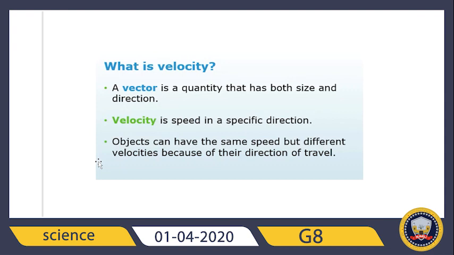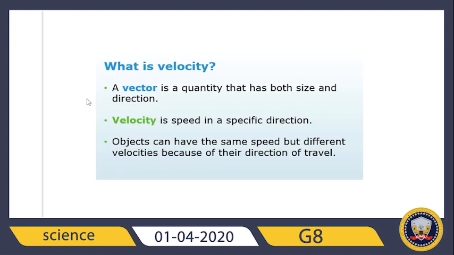So guys, from here we need to describe a term called vector. What do we mean by a vector? A vector, guys, is a quantity that has both size and direction. So again, a vector is a quantity that has both size and direction.